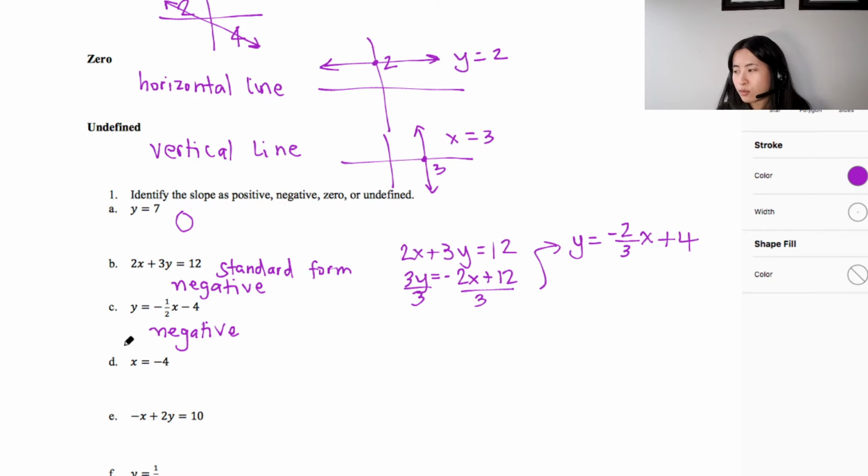Okay, great. So if we have x is equal to negative 4, what did I say about x is equal to a number? We know that this is a vertical line, therefore this must be undefined. Anytime you have an equation which is x, that's undefined, and whenever you have an equation which is y, it's only going to be 0, no matter what.